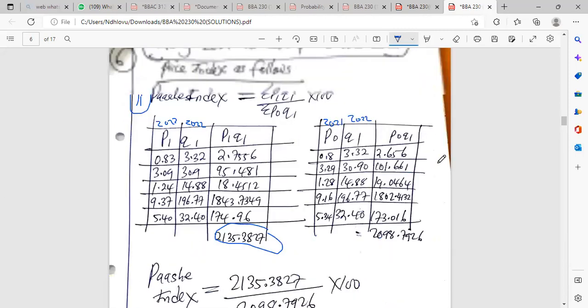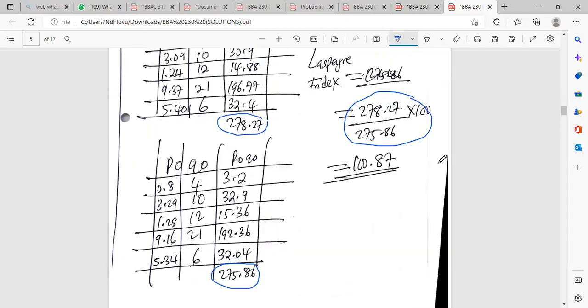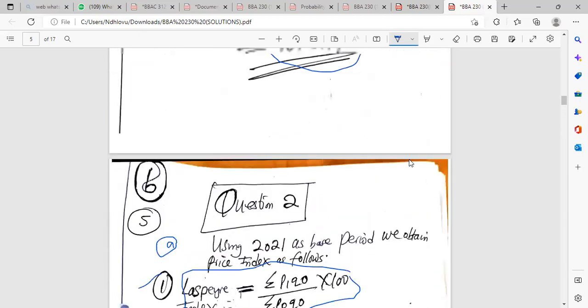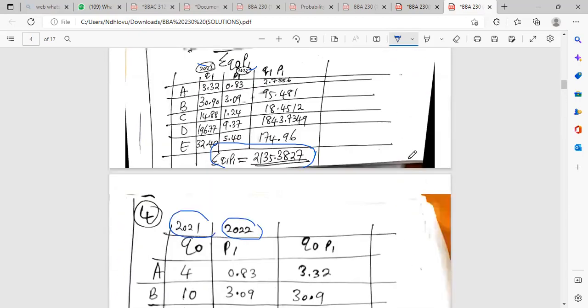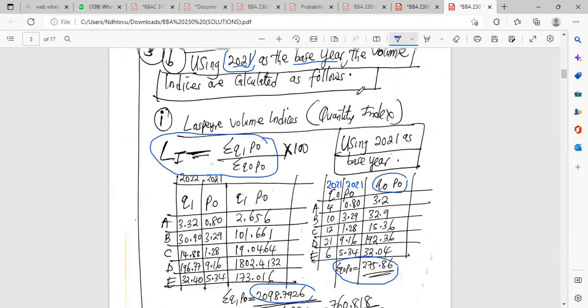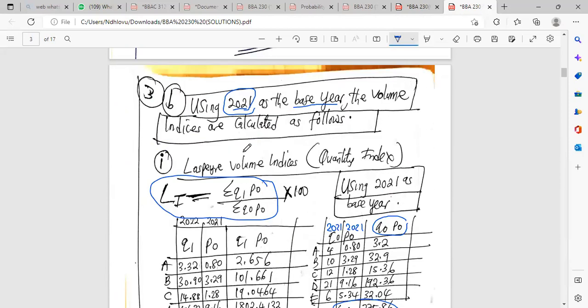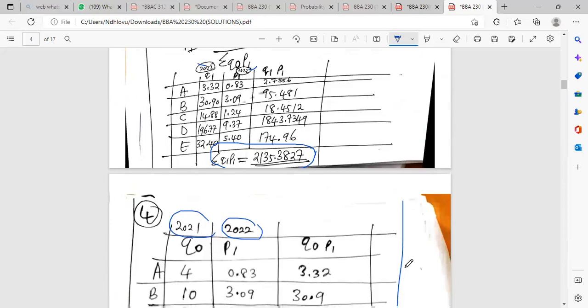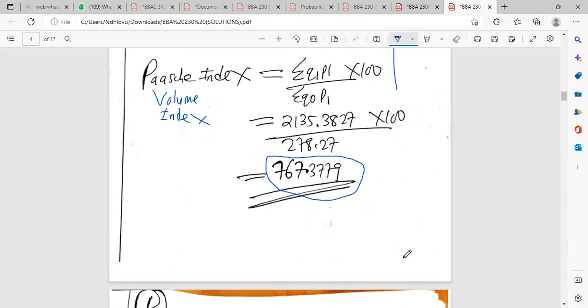All right, getting the Laspeyres index, the Paasche index, and the Fisher index, because part B has already been sorted out, where we are using the quantity volume, where we are getting 2021 as a base. So we can still pick up these solutions, the ones which we have already calculated, because we have already found these ones. All right, I'm sure it is clear.